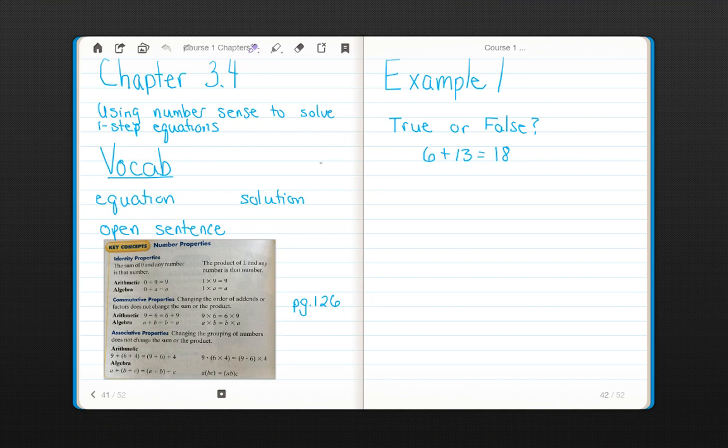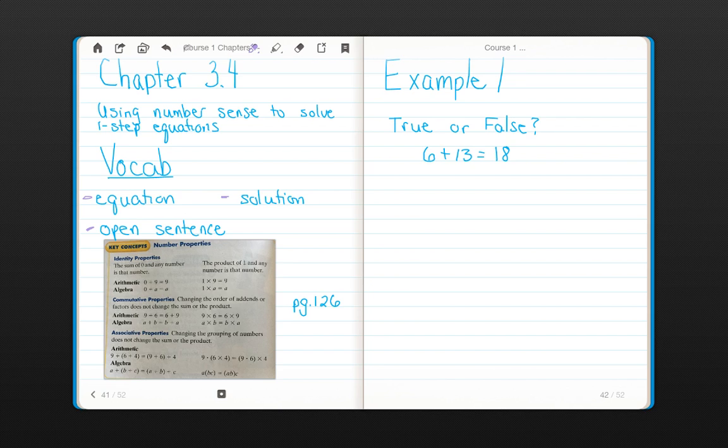Chapter 3.4, Using Number Sense to Solve One-Step Equations. So your vocab for today is equation, open sentence, and solution. After you copy those down, I'd also like you to turn the page to page 126, and I would like you to copy all of these key concept number properties into your math notebook, please.